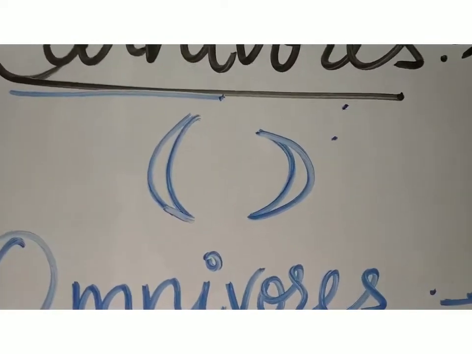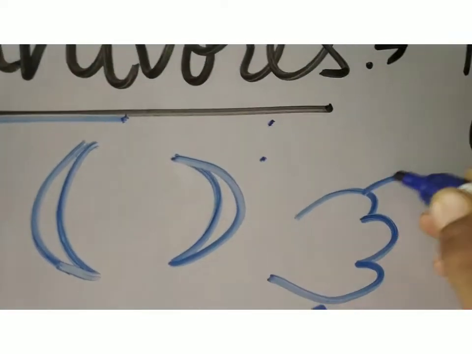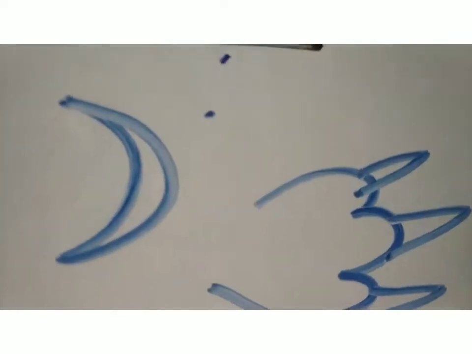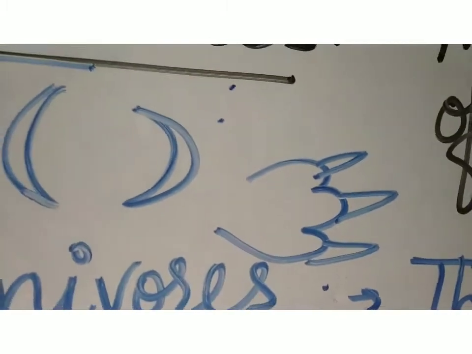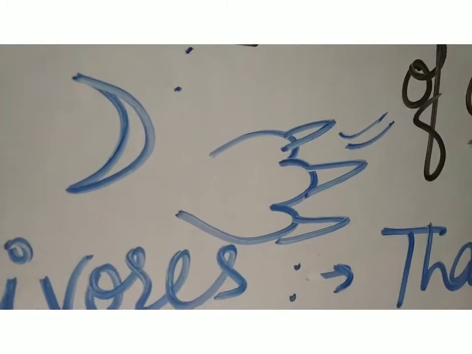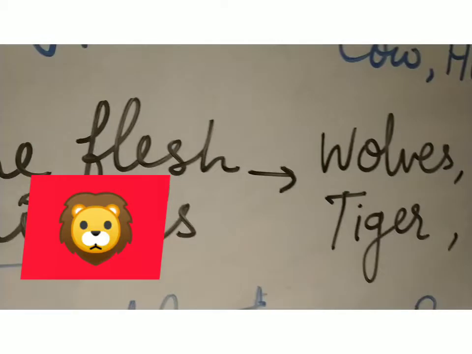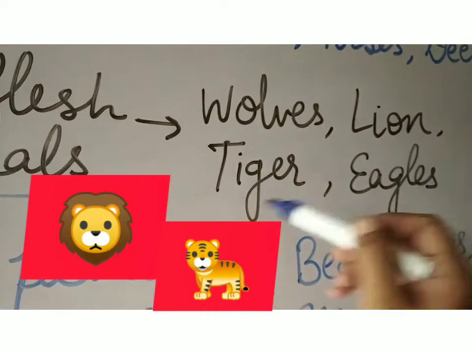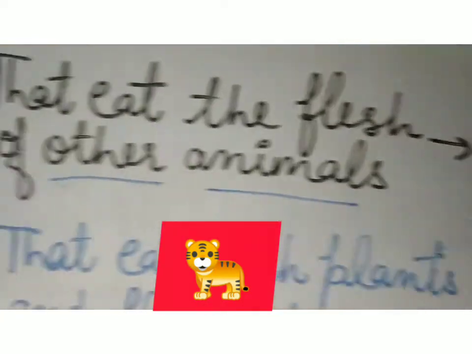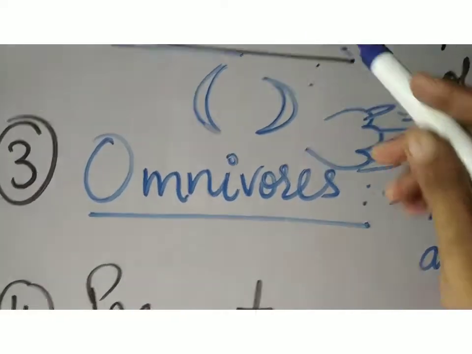The lion has this kind of claws, which help them to tear the flesh of other animals easily. So, for example, wolves, lion, tiger and eagles are examples of carnivorous animals.